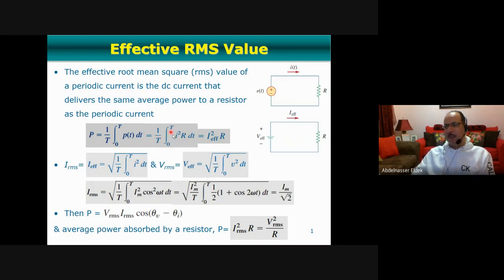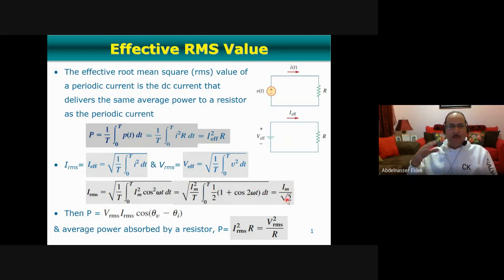Here we replace p of t by i squared times the resistance R, and this is what we call I effective or I root mean square value. Then if you remove R from both sides, I effective is the square root of 1 over T integration from 0 to T of i squared dt. So this is the root mean square value expression. Of course, if it is current or voltage, the expression is the same. There's no difference. And usually it is the maximum value divided by square root of 2.